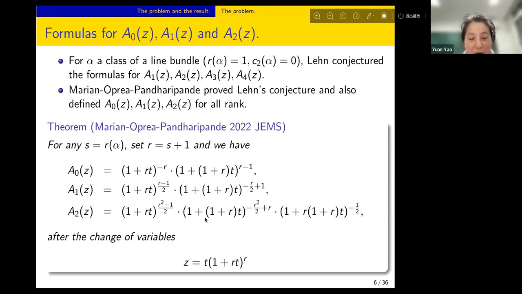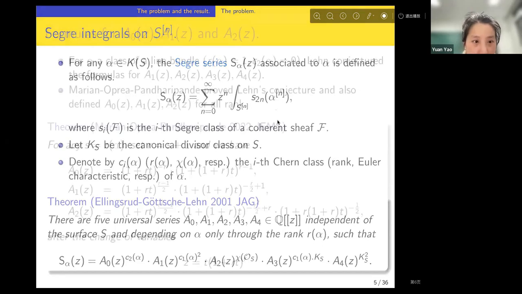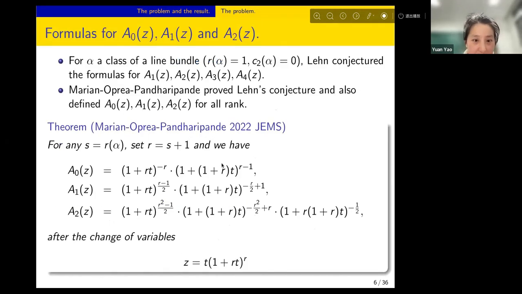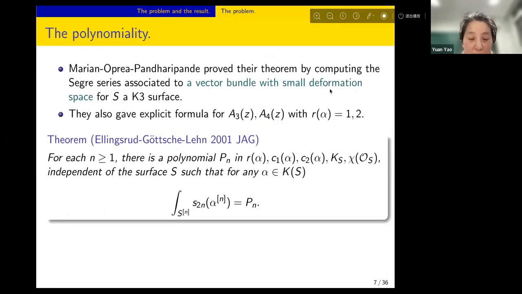Then you use the residue formula to do the residue on both sides. And actually what they did is they computed these several numbers. So what Marian and Oprea did is they chose some vector bundle with small deformation space, and they computed this Segre integral. So they get all this expression.